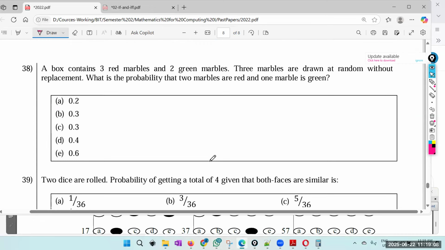A box containing 3 red marbles and 2 green marbles. 3 red, 2 green. 3 marbles are drawn at random without replacement. So that is easy, right? Not conditional probability, independent events. Still we can multiply. What is the probability that 2 marbles are red, 1 marble is green?